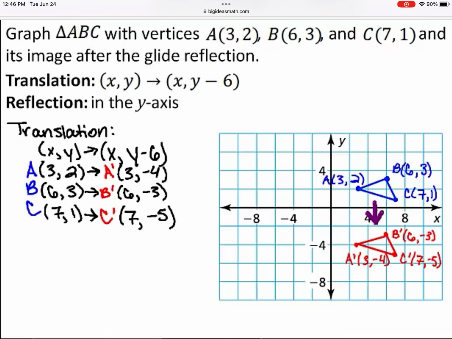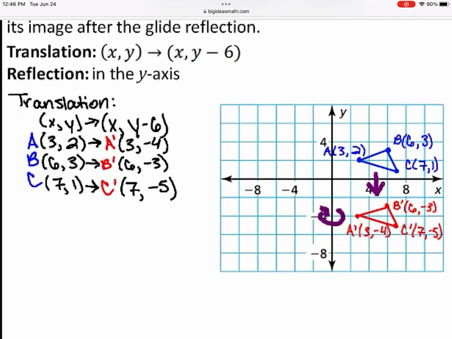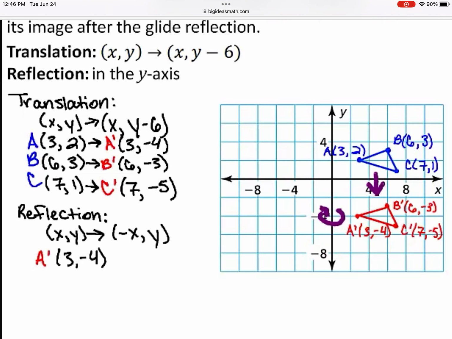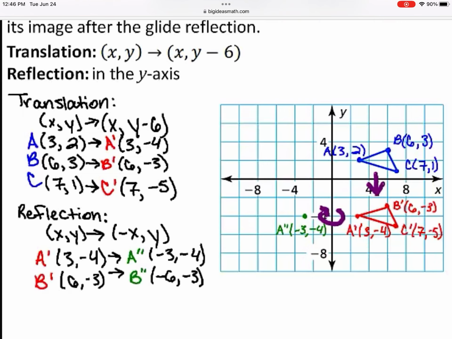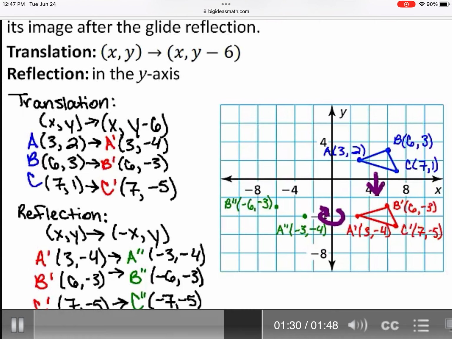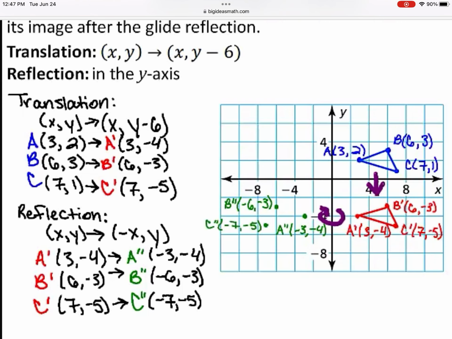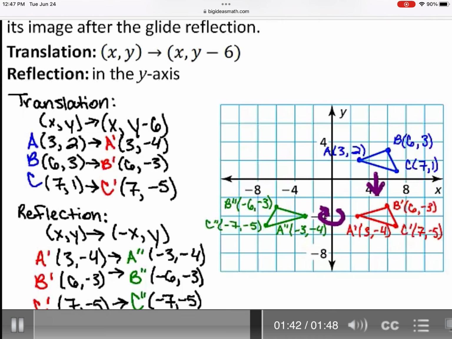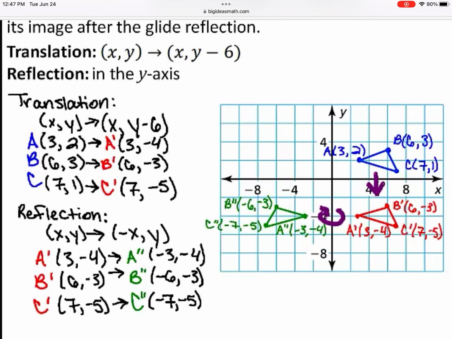Now you want to reflect triangle A'B'C' in the y-axis. A reflection in the y-axis maps the point (x, y) to the point (-x, y). The negative of 3 is -3, so point A'(3, -4) maps to point A''(-3, -4). Similarly, point B'(6, -3) maps to point B''(-6, -3). And point C'(7, -5) maps to point C''(-7, -5). To complete the graph of triangle A''B''C'', draw line segments connecting the vertices. So triangle A''B''C'' is the image of triangle ABC after the given glide reflection.